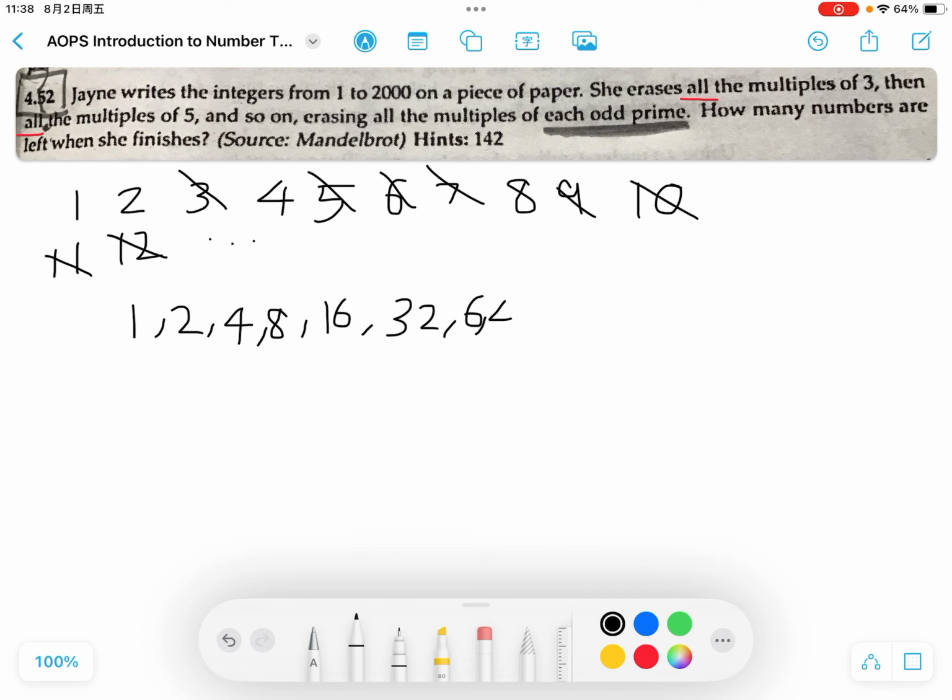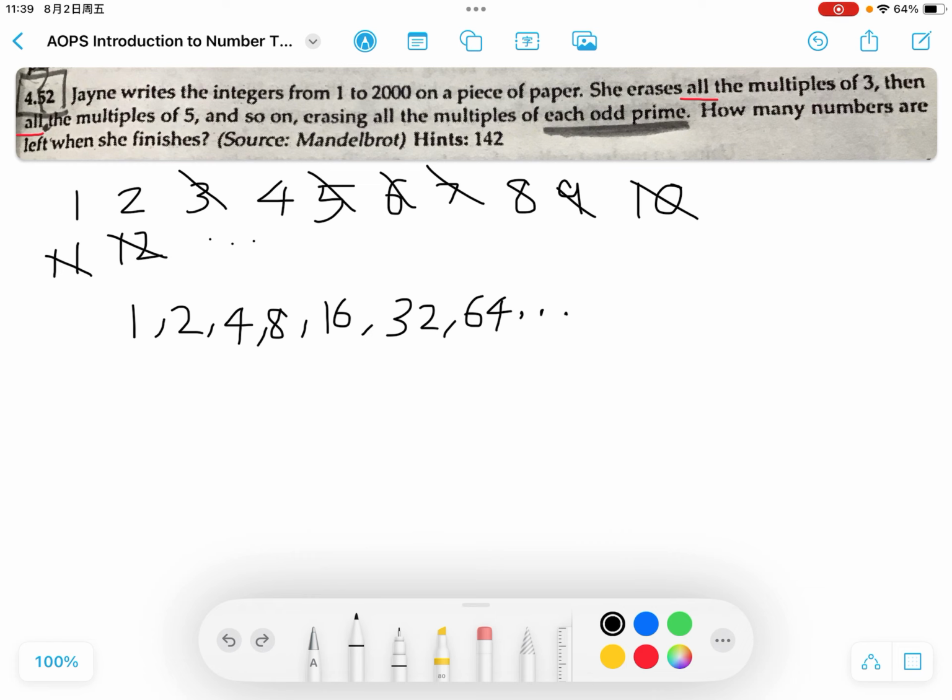These are essentially just the powers of 2. Why are all the powers of 2 not erased? Because we are erasing all the multiples of odd primes, and 2 is the only even prime. All the other primes have to be odd, right? Or else they would have a factor of 2, which doesn't make them prime. So 2 is the only even prime here, and it says erasing all the multiples of each odd prime, including the prime itself.